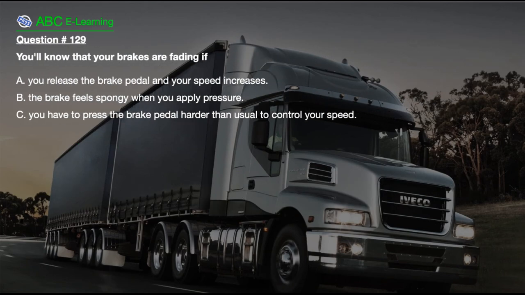Question number 129. You'll know that your brakes are fading if A. You release the brake pedal and your speed increases. B. The brake feels spongy when you apply pressure. C. You have to press the brake pedal harder than usual to control your speed.